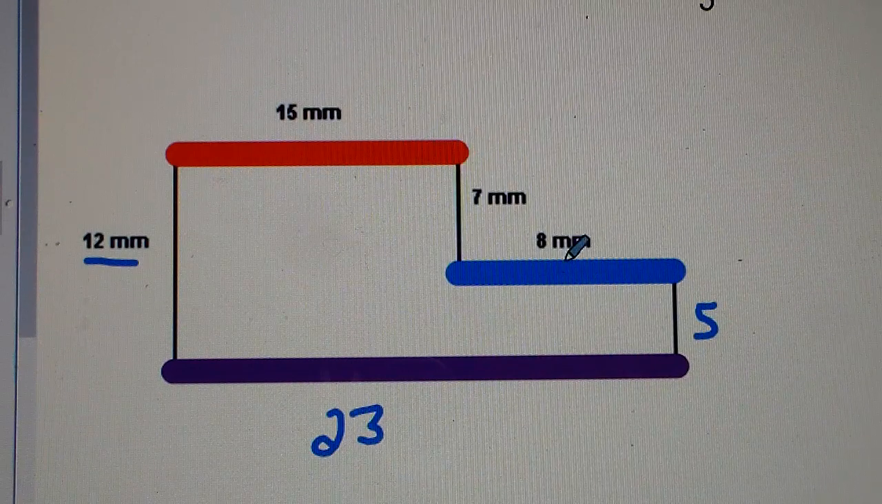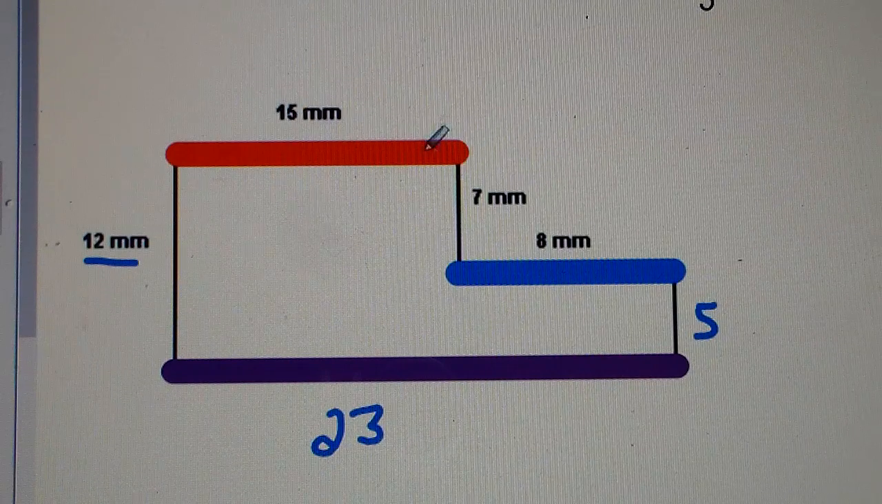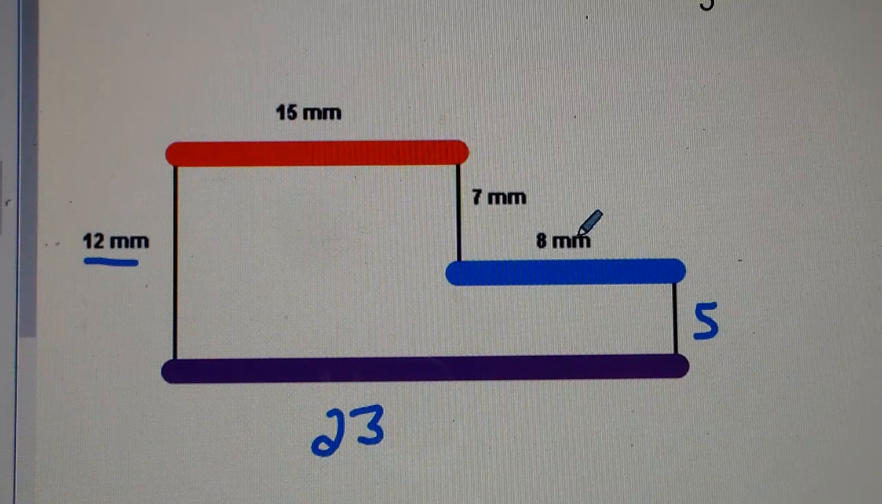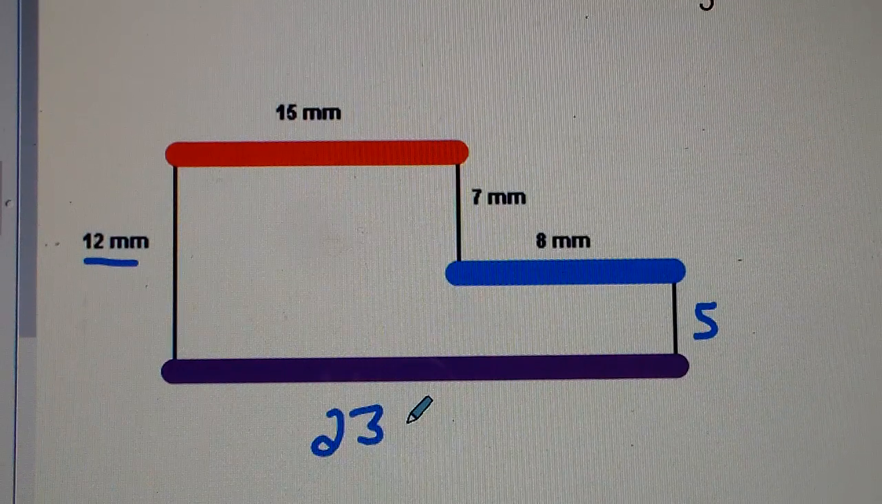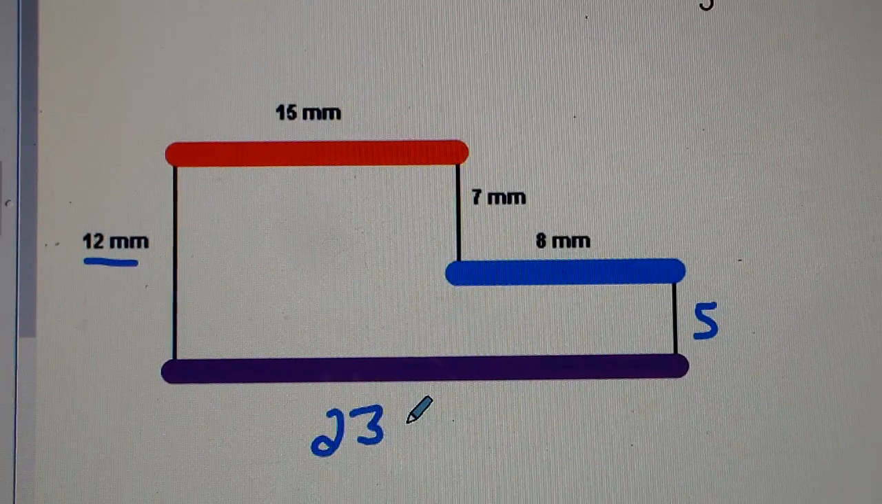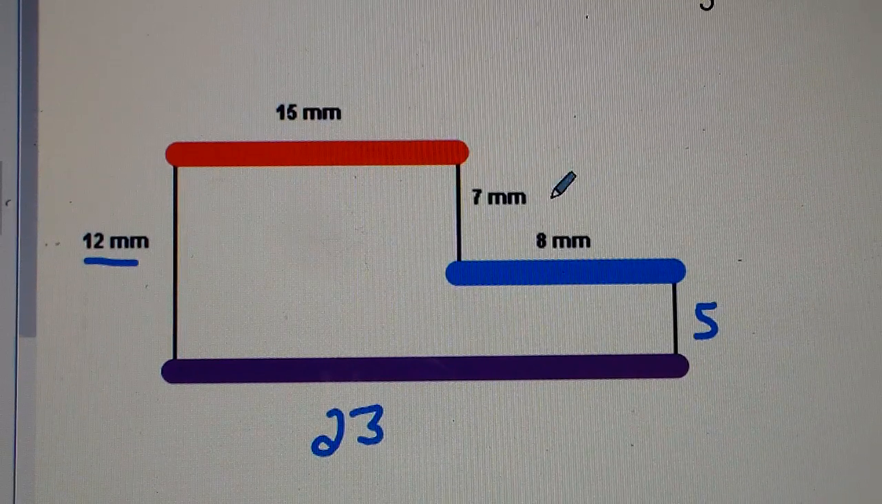Now that we know all the side lengths, we then just add them up to find the perimeter. So 15 plus 7 plus 8, well, that's 30. 5, 35 plus 23 is 58, and 58 plus 12 gets you 70. So the perimeter of this guy is 70.